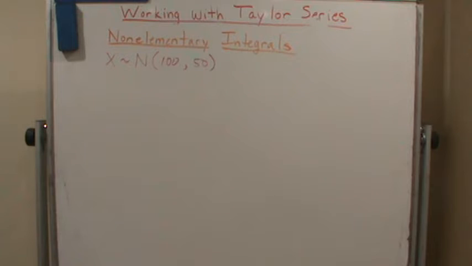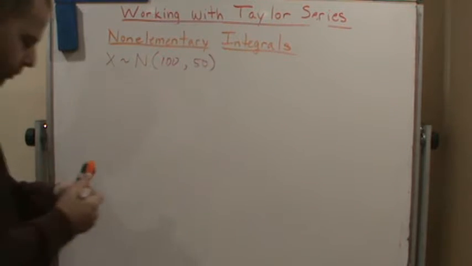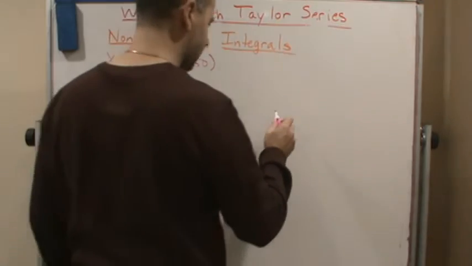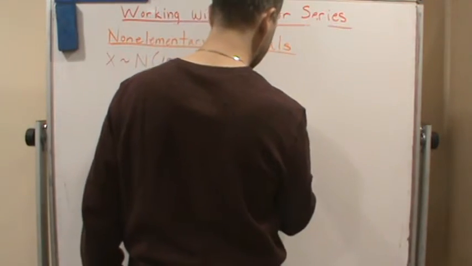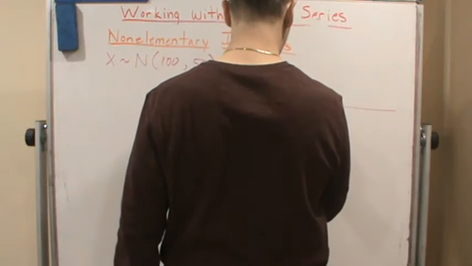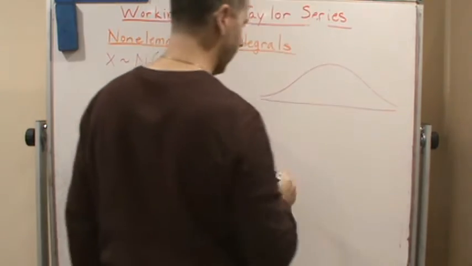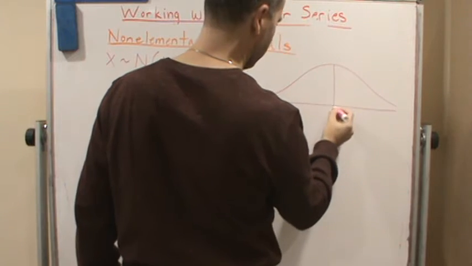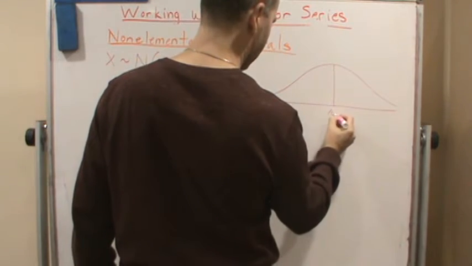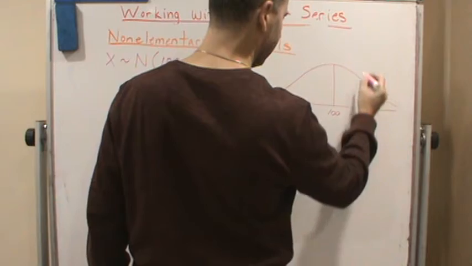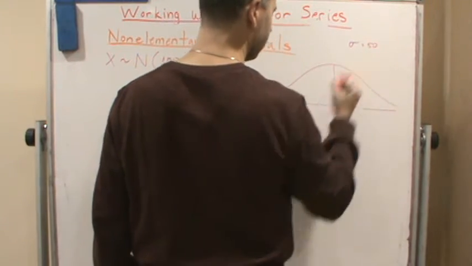Make sure you understand the alternating series test and how to use it to find the error bound. Okay, so let's get started. First of all, A is 100. Let's draw a picture. Here we know it has a normal distribution with a mean of 100 and sigma equals 50.